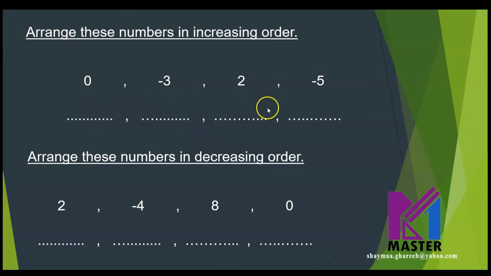So for the first one, the smallest number here is -5, then -3, then 0, then 2 is the biggest, and -5 is the smallest. For the second one, the biggest number here is 8, then 2, then 0, then -4. So the biggest number is 8 and the smallest number is -4.